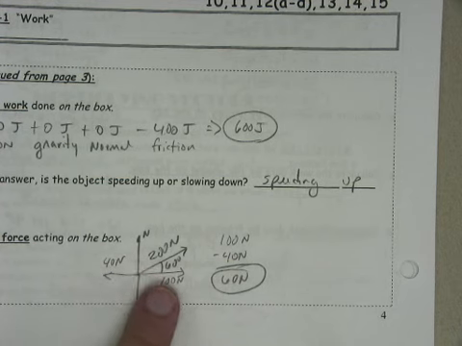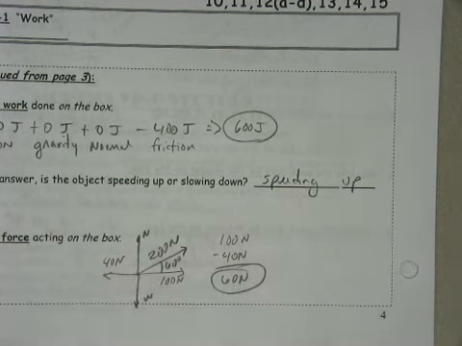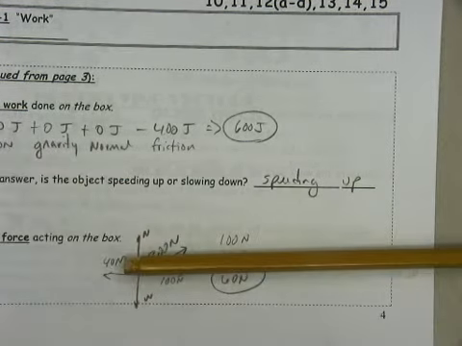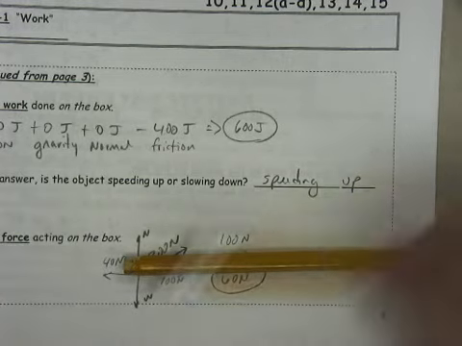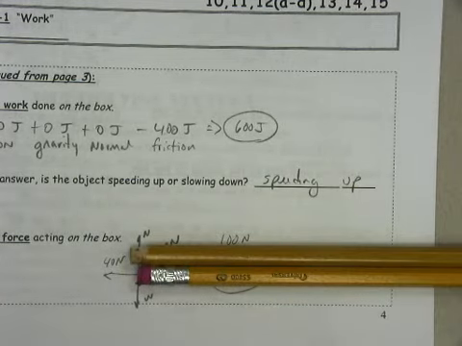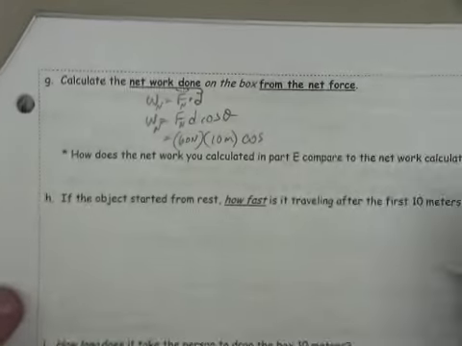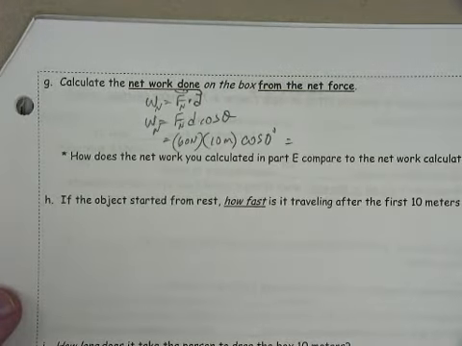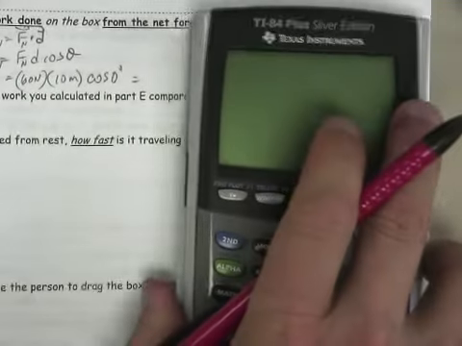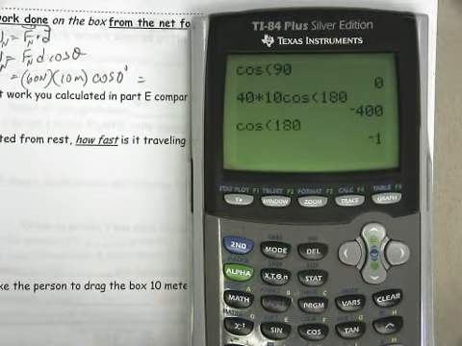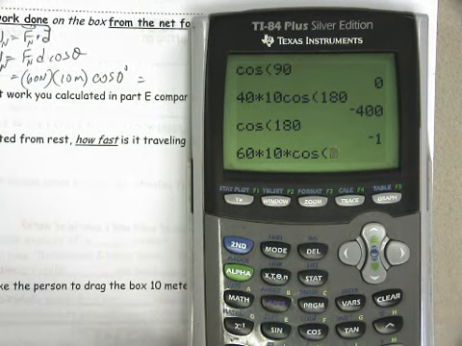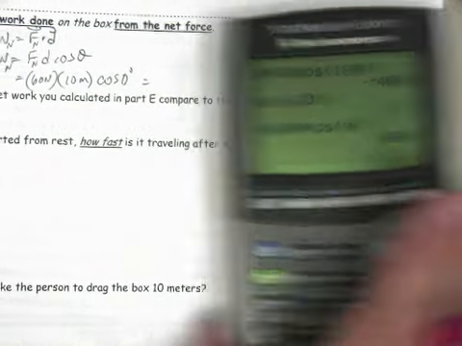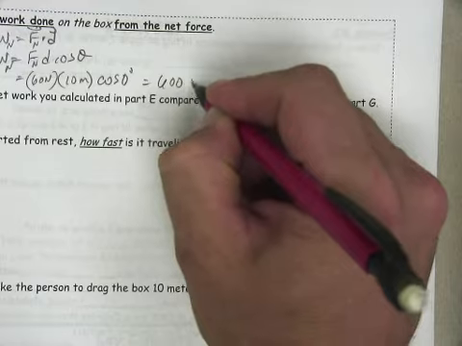Well, I got 100 going this way, 40. So the net force is actually in this direction, to the right. And the motion is to the right. So what's the angle? Yeah, it's going to be 0. So the angle between the net force and the displacement is 0 degrees. And if I plug all that into my calculator, I get 600. And that'd be 600 joules.